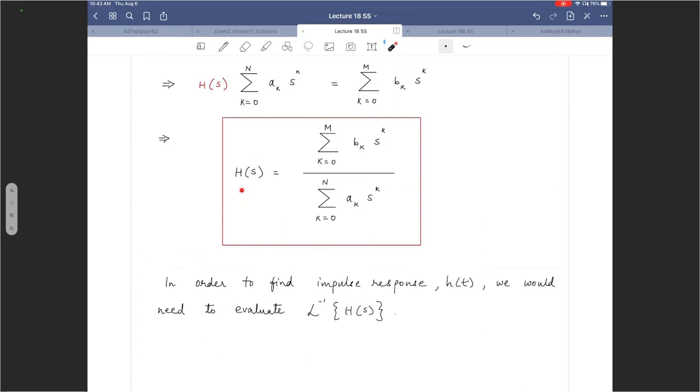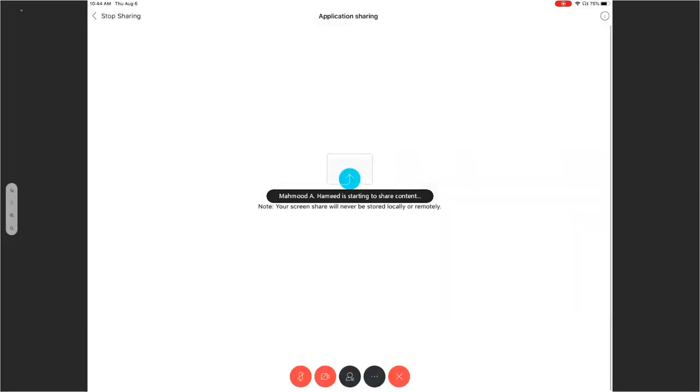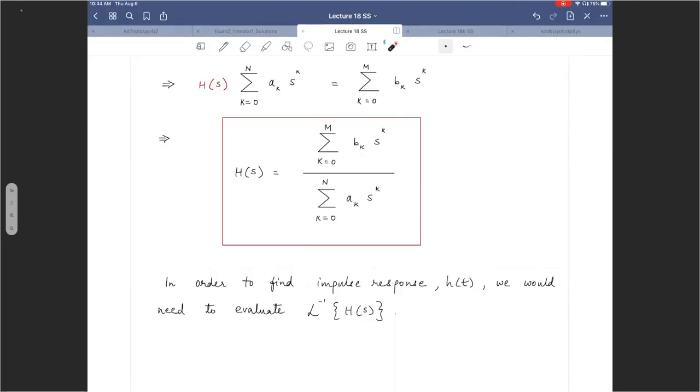of polynomials. The numerator is a polynomial of order capital M, that's the highest power of s in the numerator, and the highest power of s in the denominator is capital N. So the order of the numerator polynomial is M, and the order of the denominator polynomial is capital N. But it can be represented as a ratio of two polynomials. In our earlier lecture, we called it P of s divided by Q of s, right?